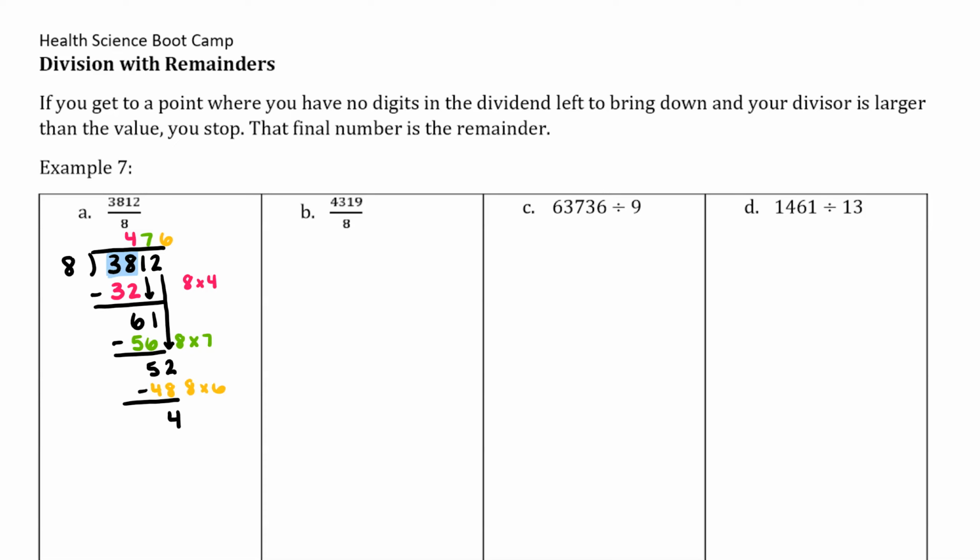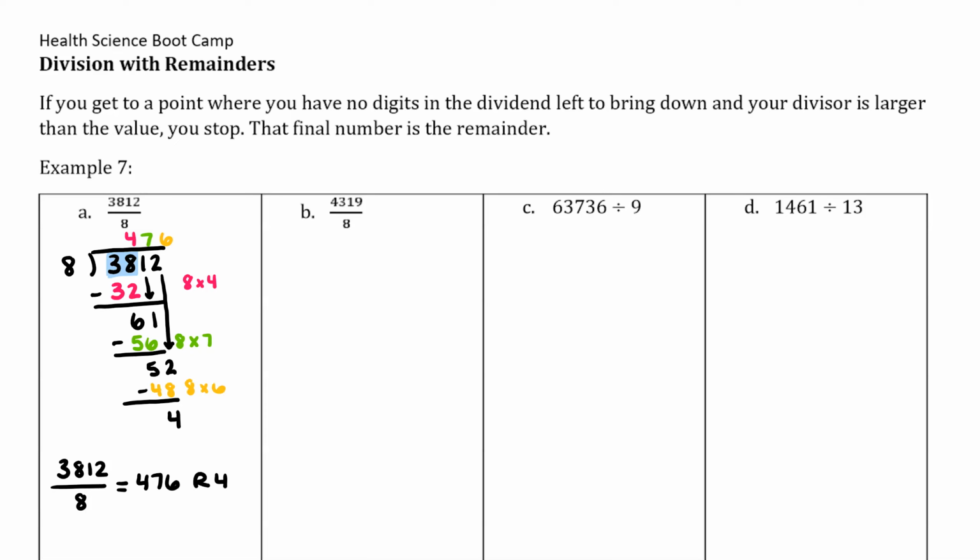We're going to say that 3,812 divided by 8 is 476 with a remainder of 4. So that means if we times 8 by 476, that's as close as we can come to 3,812, but the leftovers would be 4, so we would be 4 away.